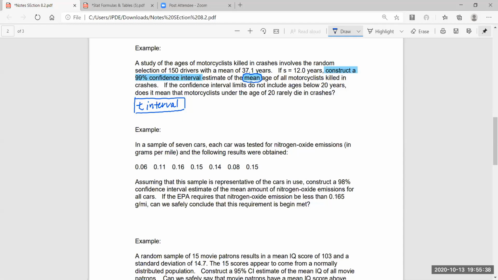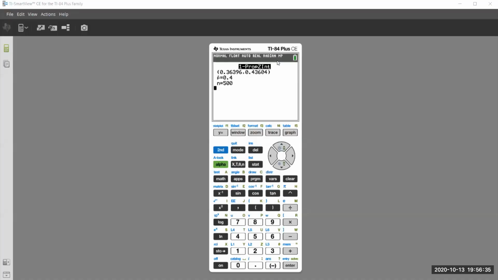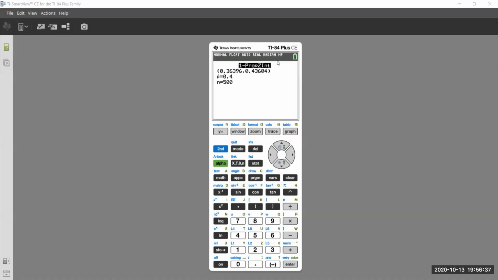Sometimes students think, well, figuring out the right formula is hard. Well, figuring out the right formula is what you're doing when you're choosing the calculator function. So we're going to input these values into our calculator to get our interval. So let me switch over to the calculator. Here's my calculator. I'm going to clear out what's in here.